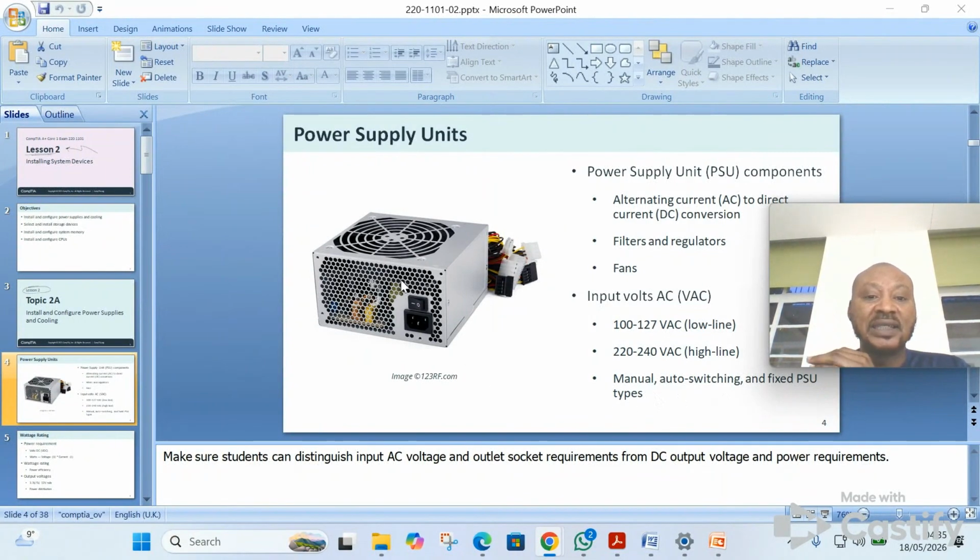Now this one is automatic. There's no switch at the back of it. So if you are buying a power supply, you must check the voltage regulator at the back of it.